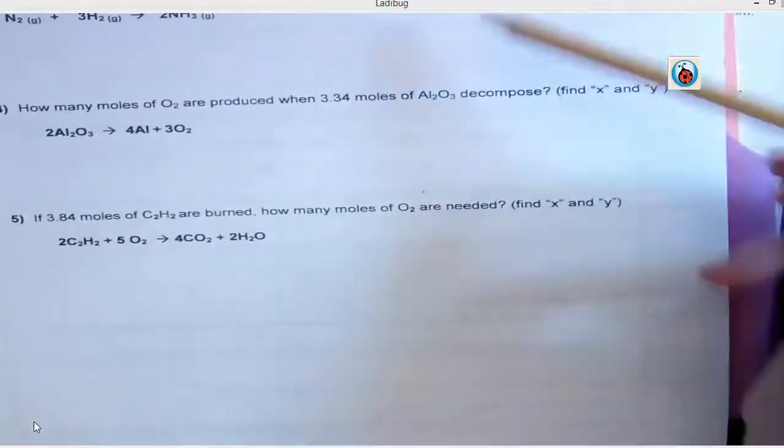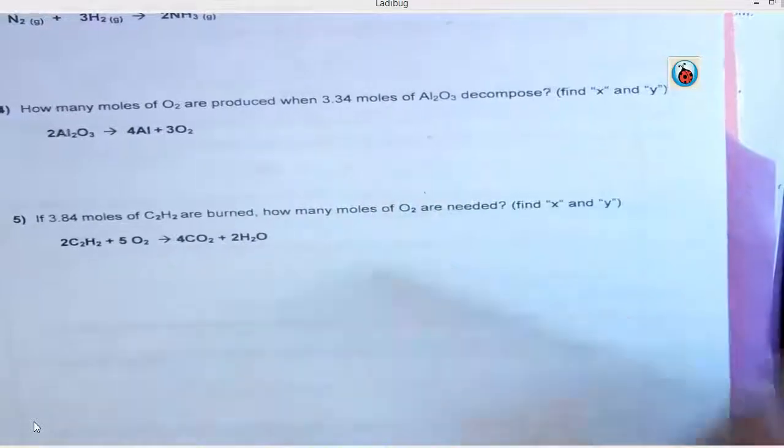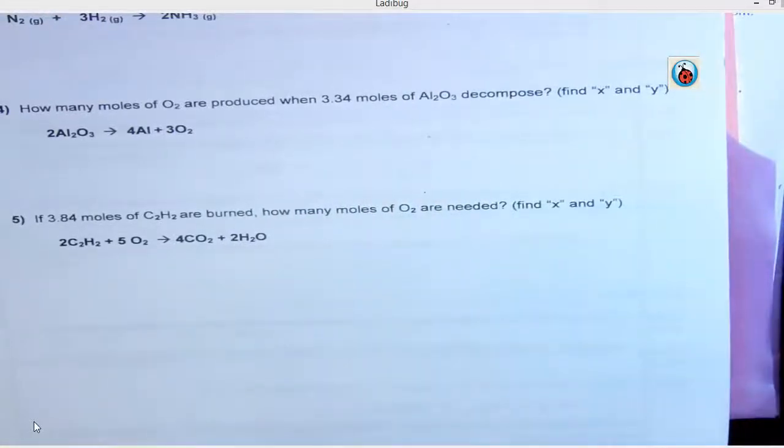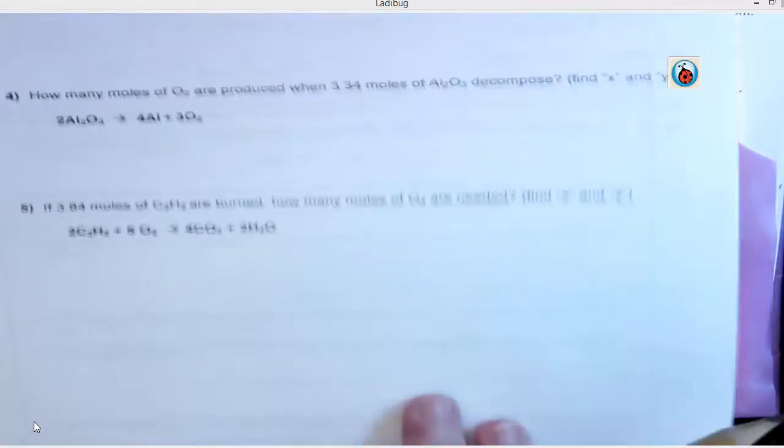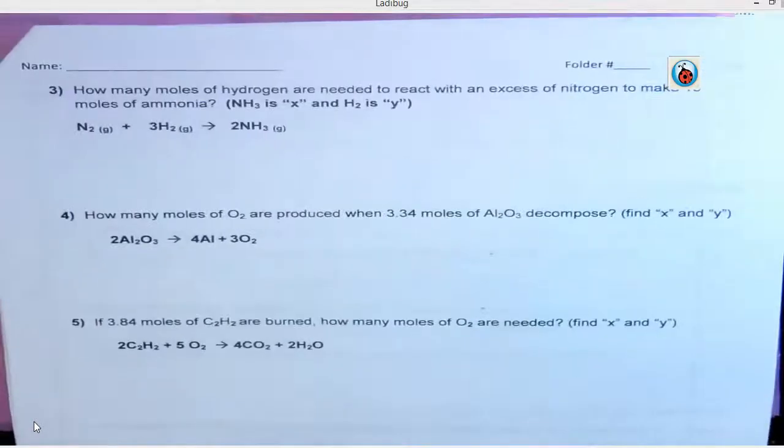All right, so I want you to practice on 3, 4, and 5 and see if you can do this. At least be able to find X and Y. If you need more help, I will be happy to help you.